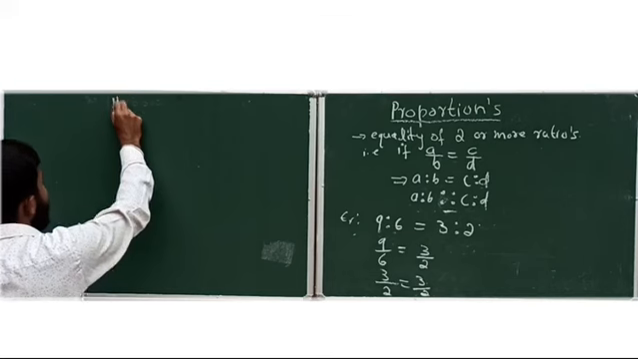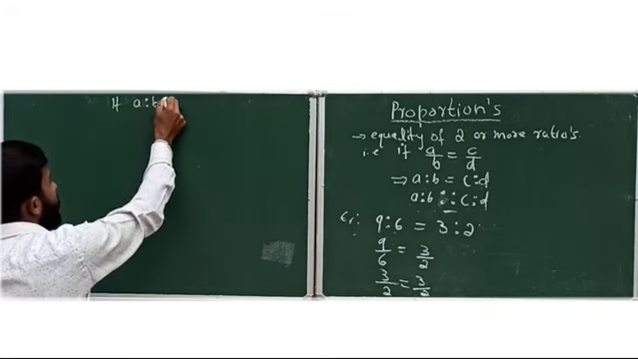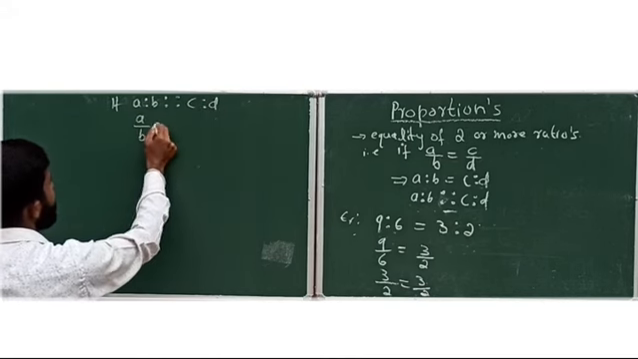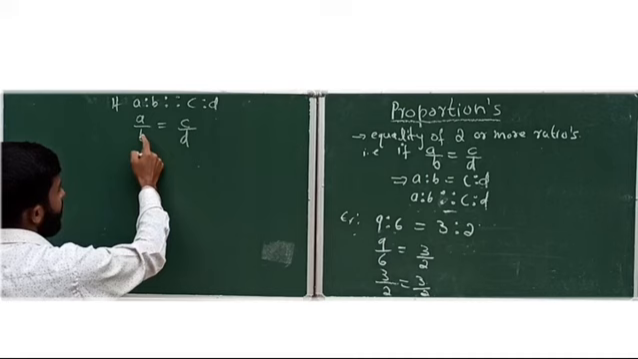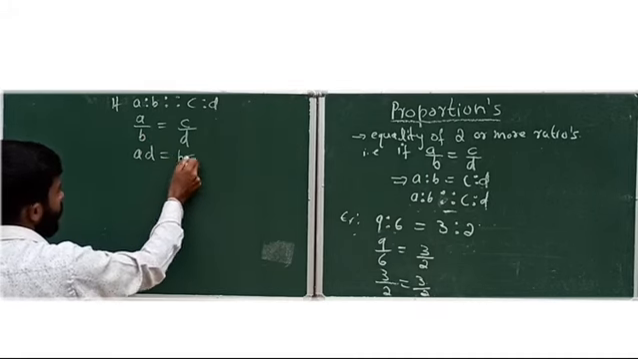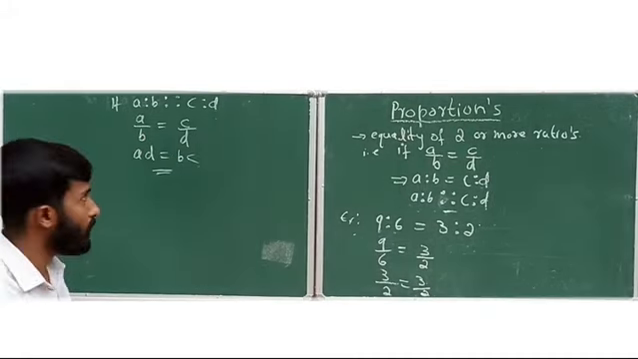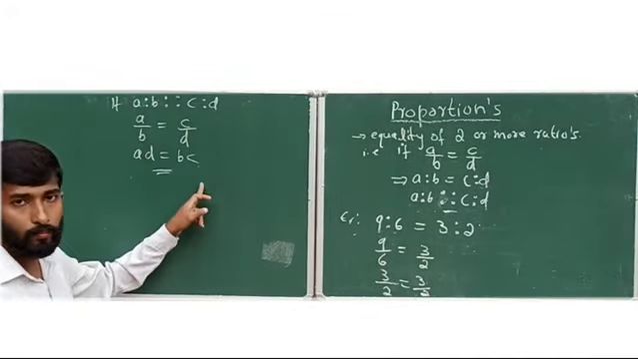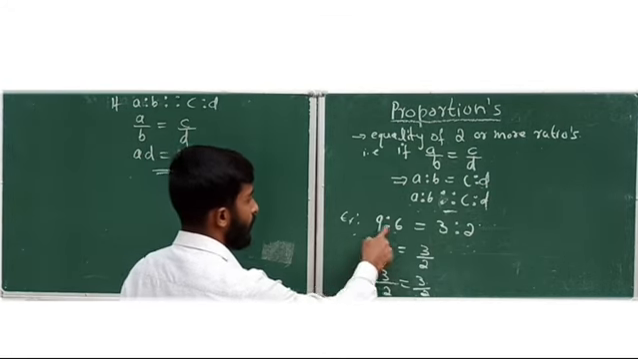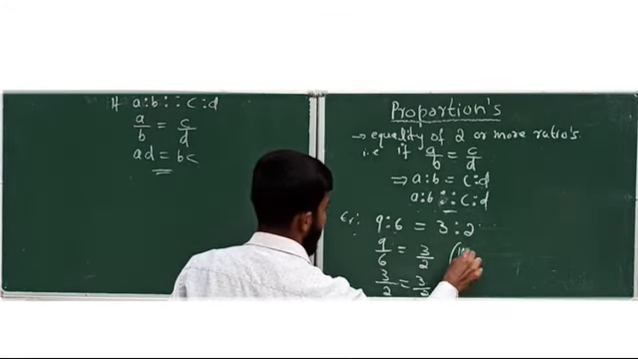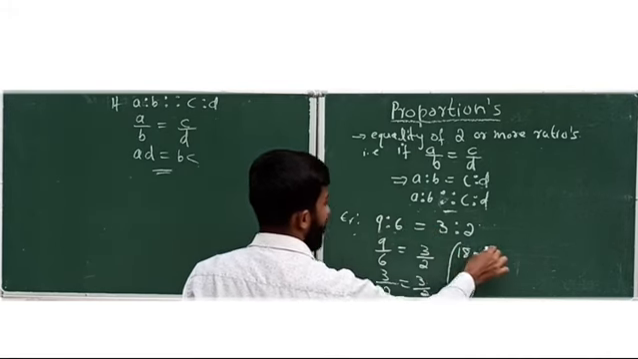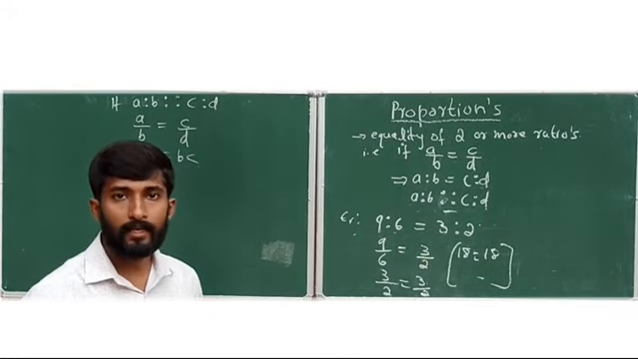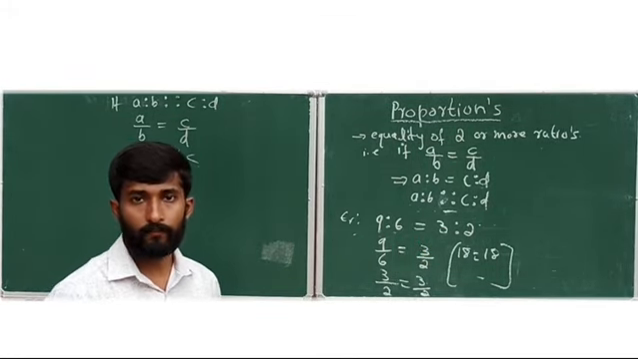In general, if A ratio B is proportional to C ratio D, that means A by B is equal to C by D. That implies AD is equal to BC. This is a condition called proportionality. Whenever two ratios are equal, then A into D is equal to B into C. Here, A into D, 9 2s are 18. B into C, 6 3s are again 18. If AD is equal to BC, then you can say that the two ratios are in proportion.